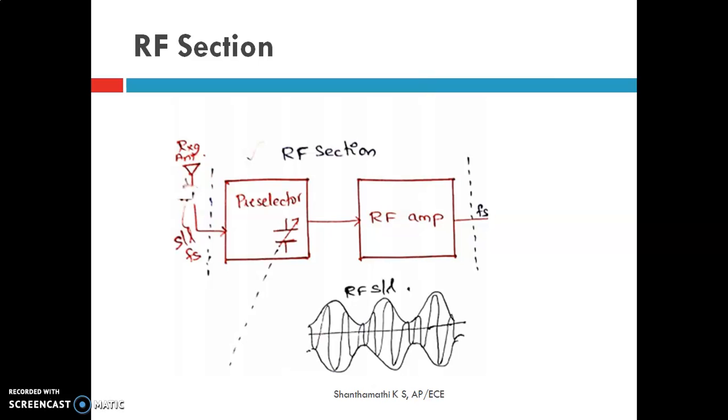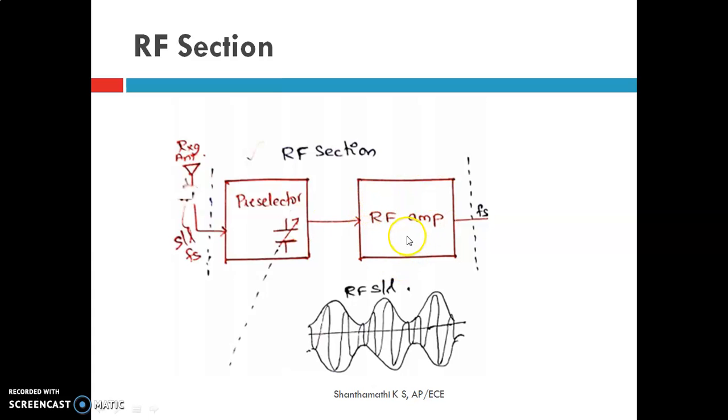For this, the first step is the pre-selector. The pre-selector is nothing but a broad tuned bandpass filter with an adjustable center frequency. This center frequency is tuned to the desired carrier frequency of the incoming signal, and the pre-selector will reject the unwanted radio frequency called the image frequency. This also reduces noise bandwidth and allows useful information.